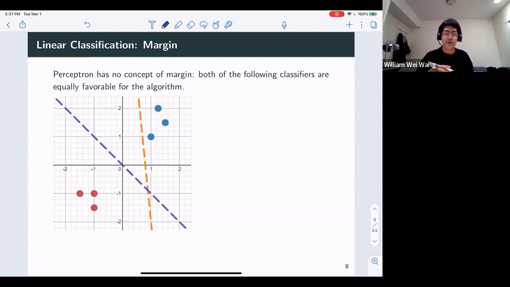And in a more precise sense, imagine that these blue blobs actually come from a distribution that looks like that. These red blobs come from some distribution that looks like this. You can see that this orange line will get things wrong if they come from this region, while this purple line is more robust. So the purple line is usually what you want in practice, and it's what we call a large margin classifier.